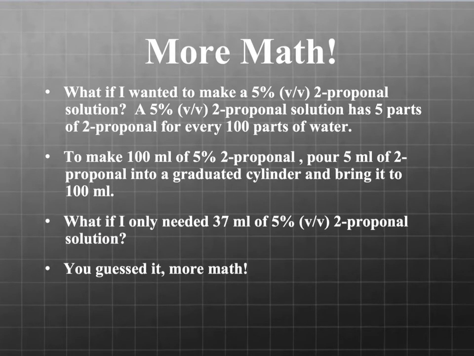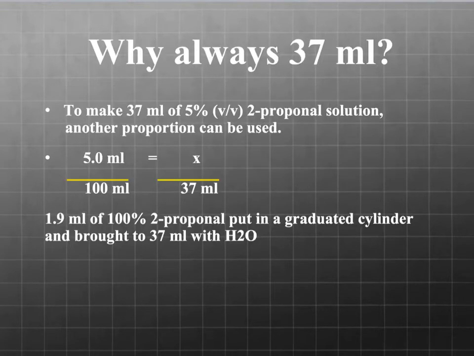to help you figure out. So let's say I wanted to make a 5% volume-to-volume solution. This is actually a little bit easier. So you've got a 2-propanol solution, which is just isopropyl alcohol, and it has 5 parts of 2-propanol for every 100 parts of water. So to make this, you pour 5 milliliters into a graduated cylinder, and then you just bring it to volume again. And again, what if I only need 37 milliliters of this 5% 2-propanol solution? And yes, you just do a proportion again. Why am I always using 37 milliliters? I don't know, because it's an ugly number and I want you to not be afraid of it.